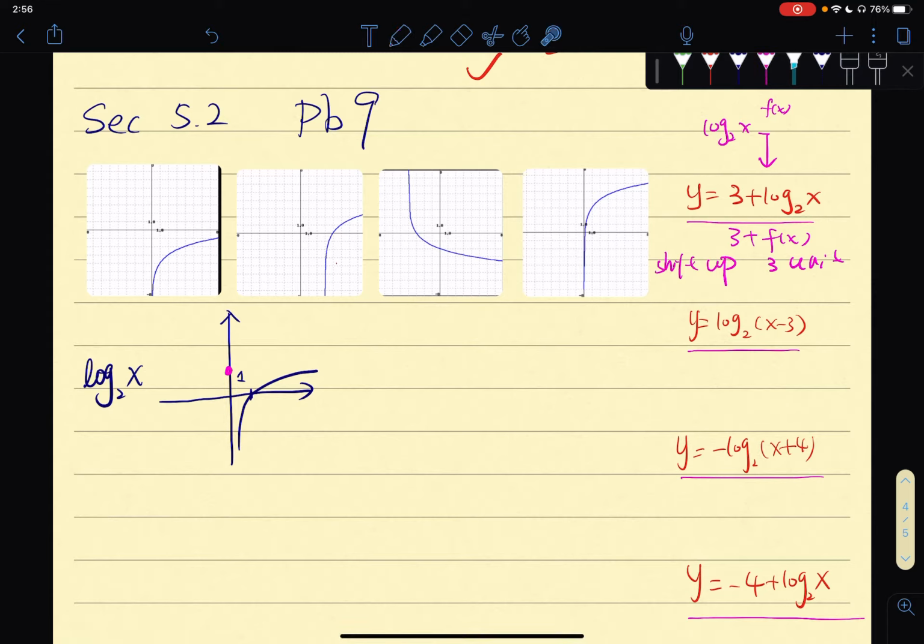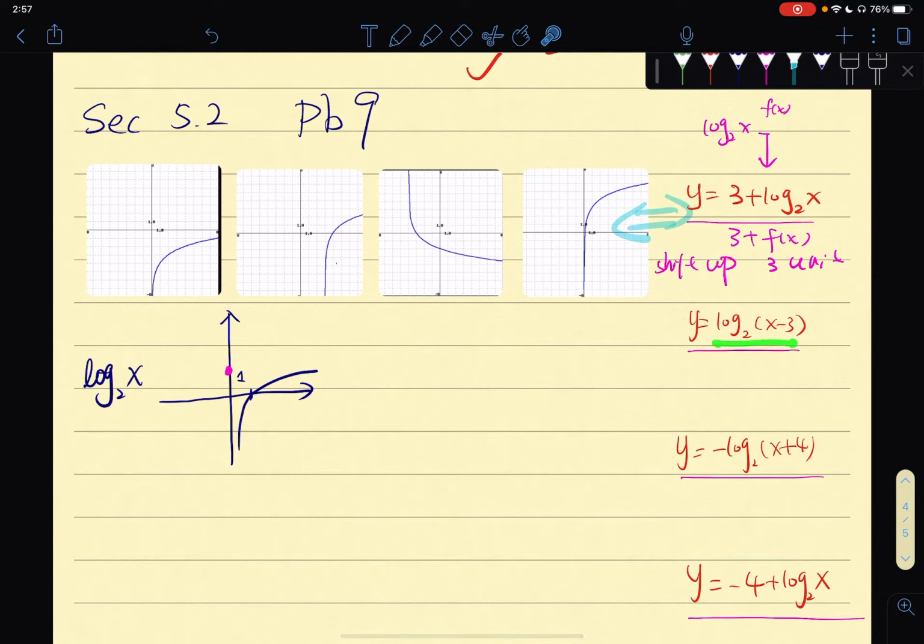So you select your curve, right? You select your curve and you move your curve up by 3 units. So this point (1, 0) is now (1, 3). So if you look through your whole set of graphs, this one goes through (1, 3). So they must be equivalent to each other. So there's a match between those two.